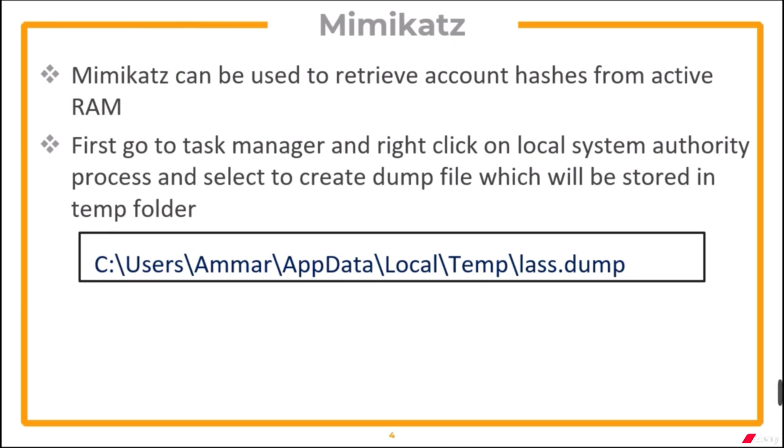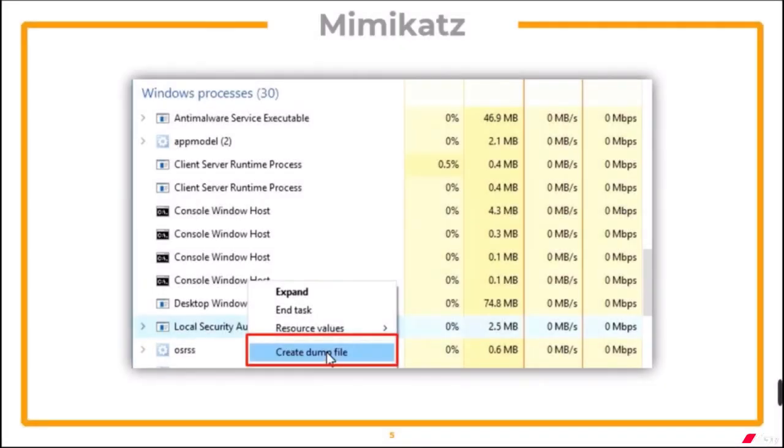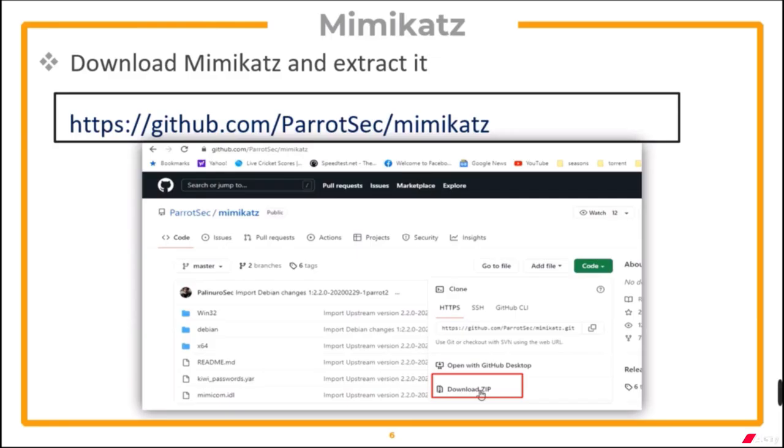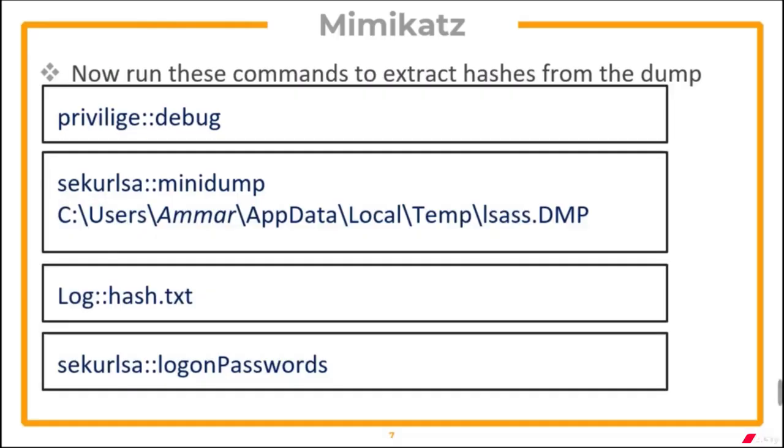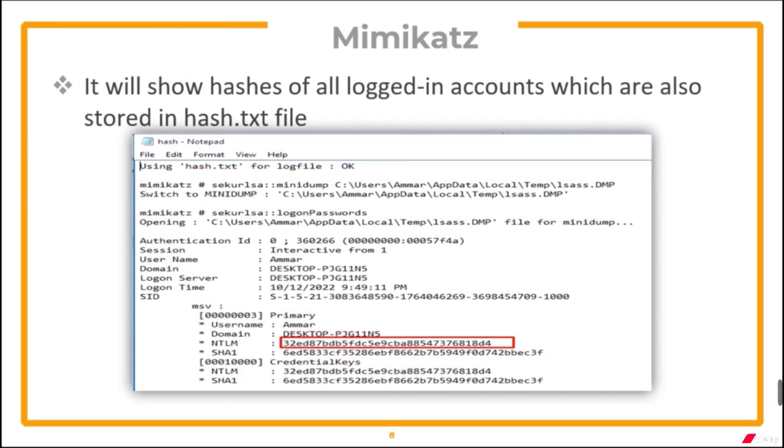First go to Task Manager and right click on Local Security Authority Process and select create dump file, which will be stored in the temporary folder. Now download Mimikatz and extract it. Now run these commands in sequence to extract hashes from the dump. It will show hashes of all logged in accounts, which are also stored in the hash.txt file.